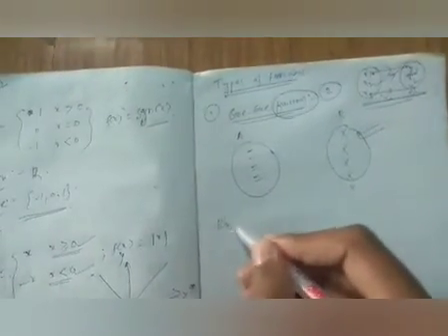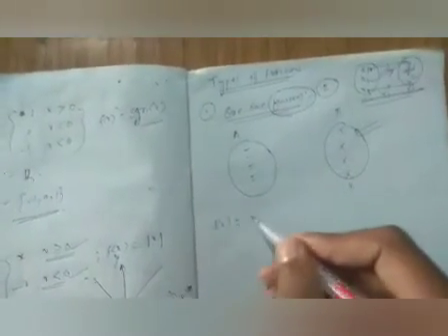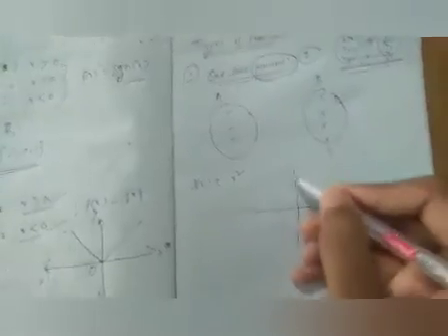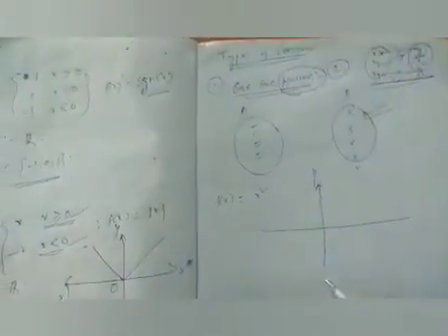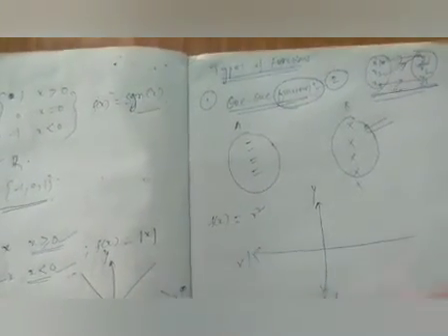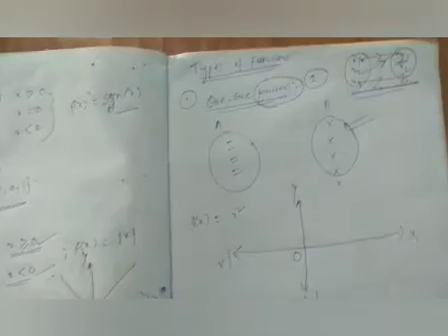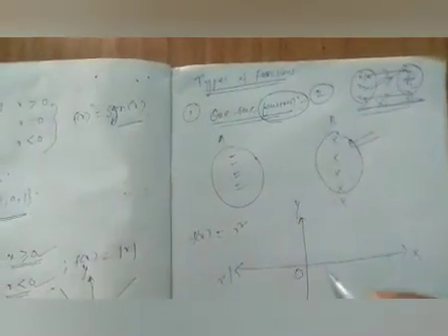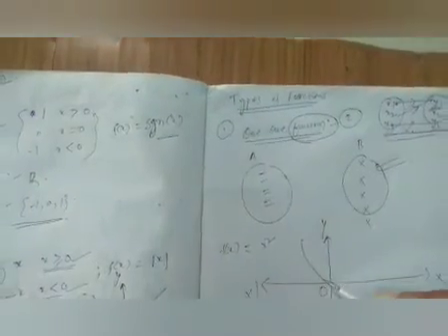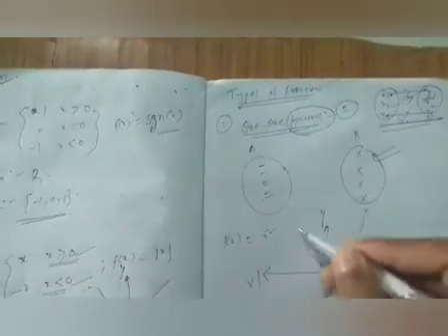Let us define f of x equal to x square. Let us try to draw the graph of this function. This is y dash, x dash, x, and this is the origin. So it is a parabola, like this or like this.